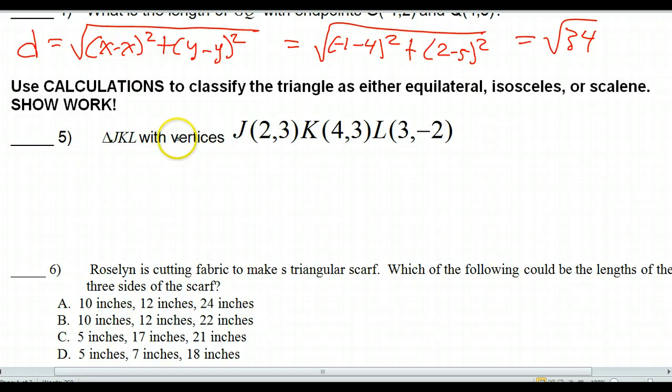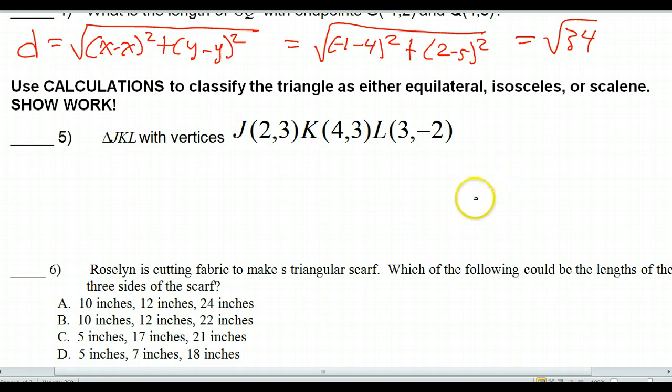We're supposed to find out if this triangle is equilateral, isosceles, or scalene. Of course, what does equilateral mean? All the sides are the same. What does isosceles mean? Two sides are the same. So what does scalene mean then? None of the sides are congruent.